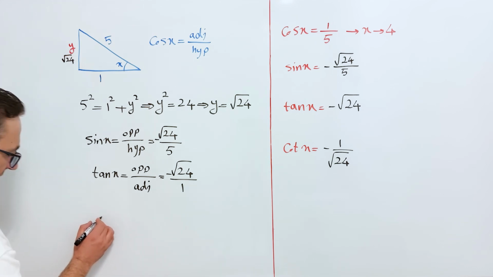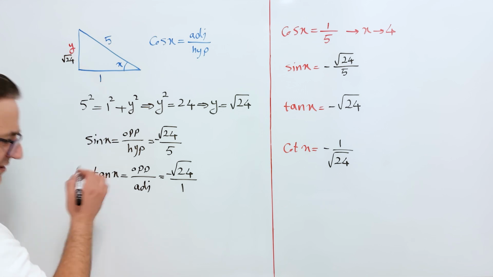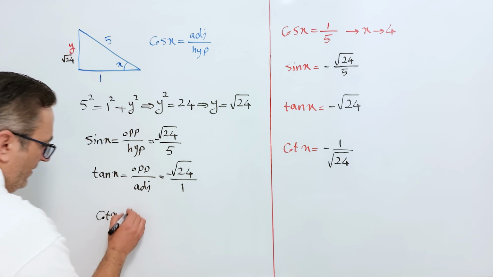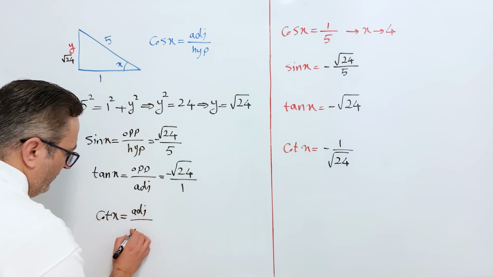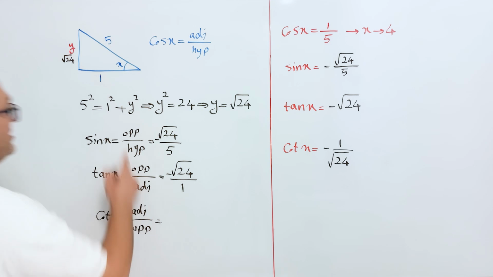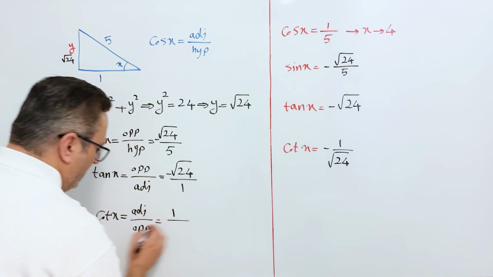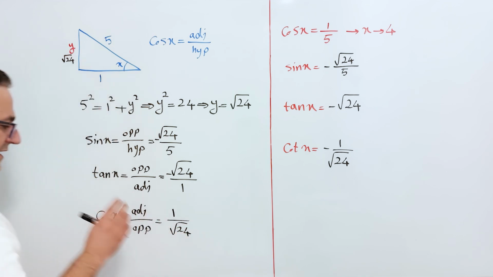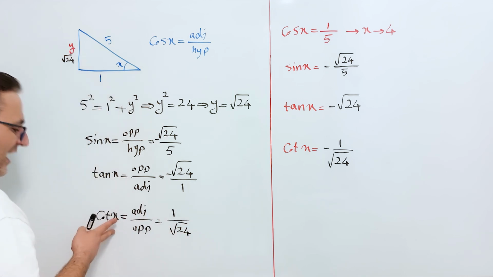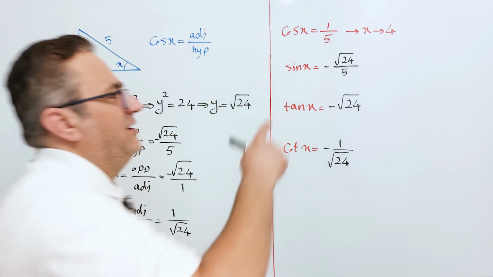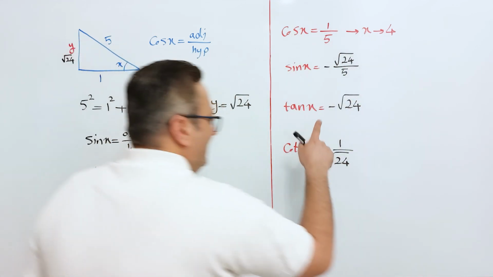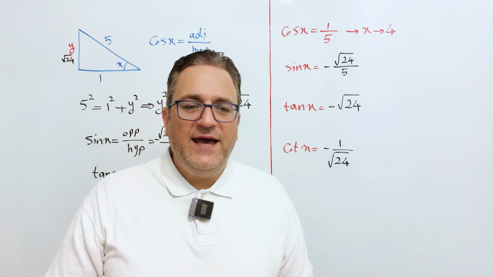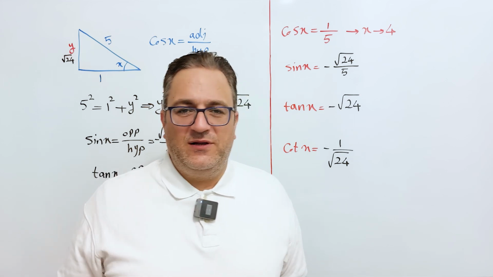And finally, according to the definition, cotangent x is equal to the adjacent side divided by the opposite side. The adjacent side is 1 divided by the opposite side, the square root of 24, and the sign of cotangent in the fourth quadrant is negative. Okay, and let me give you another example.